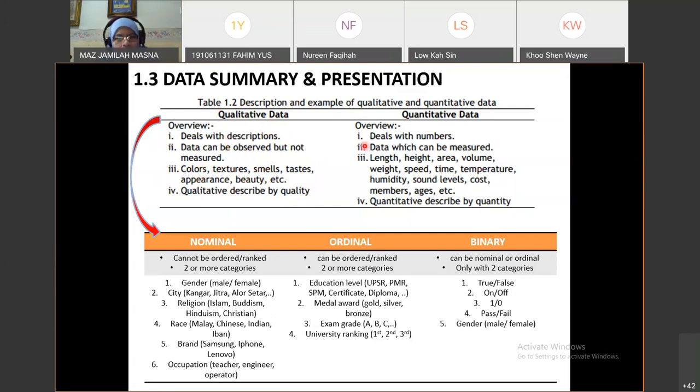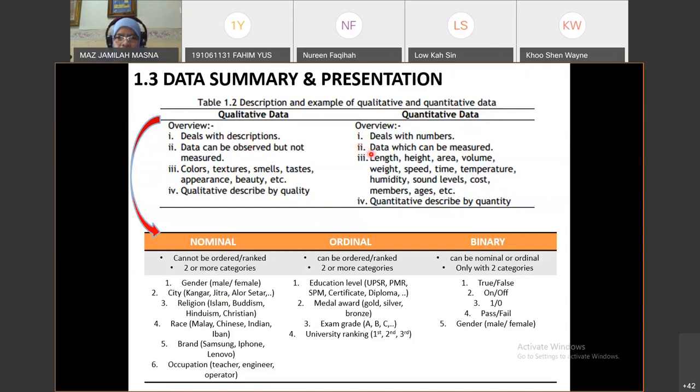But what about quantitative data? Okay, quantitative data deals with numbers, means that whenever you see values, numbers, then it is quantitative data. Second, data which can be measured. Okay, unlike qualitative, we cannot measure. Quantitative, we can measure. For example, length of skewers. We measure the length, right? Weight of students. You can measure the weight of a student.